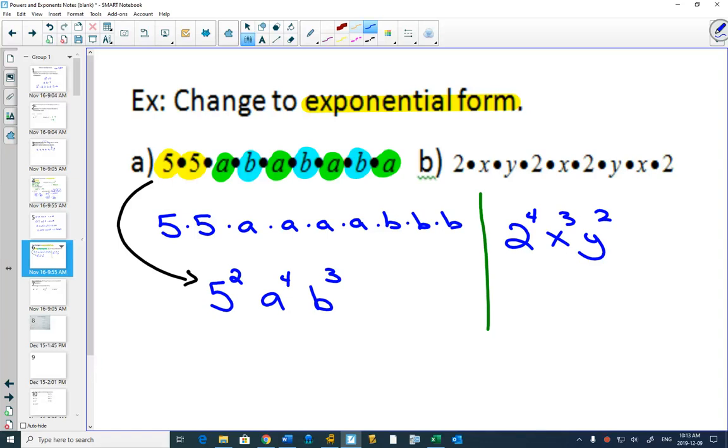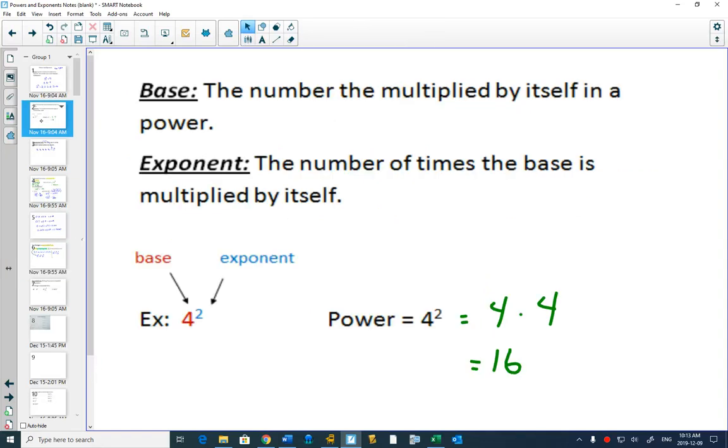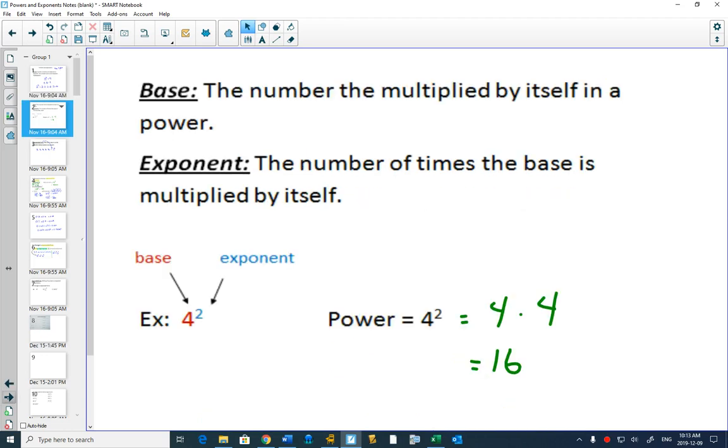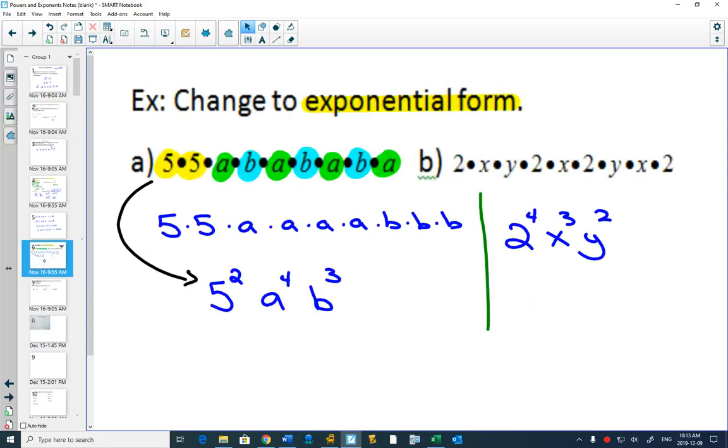So here, go back to the beginning of our notes. I've got to go back one further. What is a power? It's made up of a base and an exponent. So the power is the whole thing together. The 4 with the exponent of 2 together is a power. Okay, I get it. So we have this question that says change to exponential form, which means write each thing as a power.